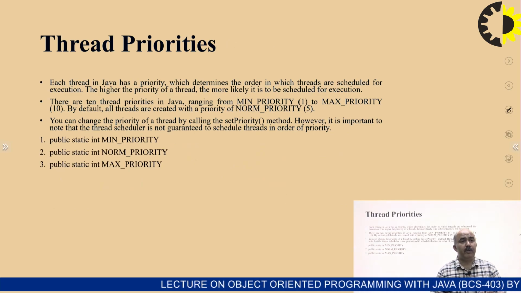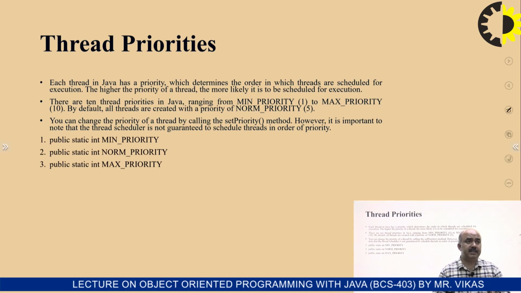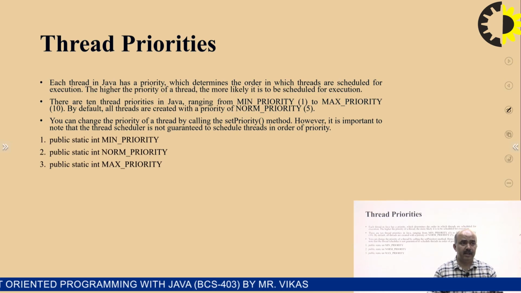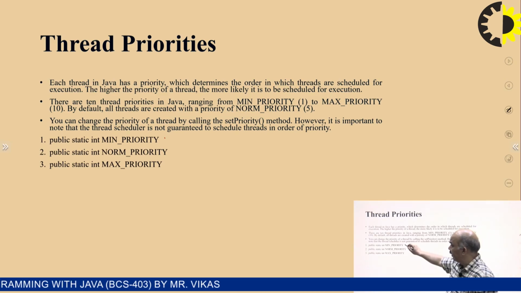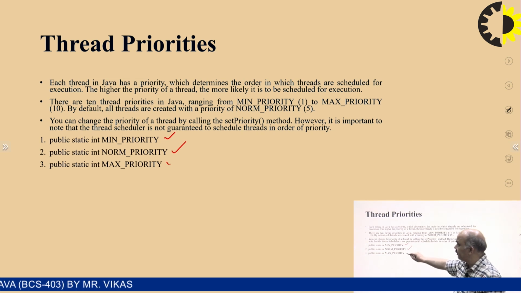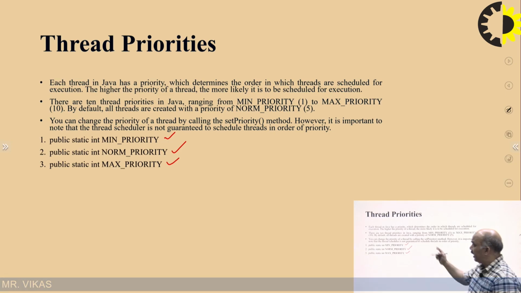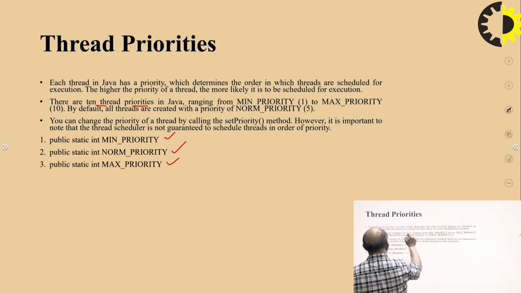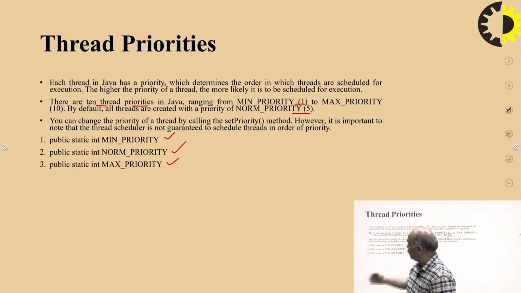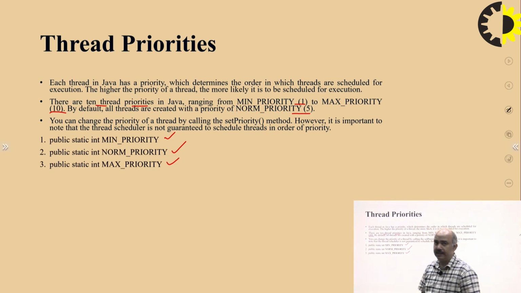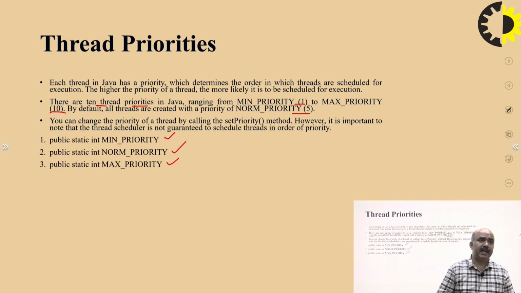Now, an important point while implementing threads in Java is what kind of priorities you provide to those threads. There are three types of priority: minimum priority, normal priority, and maximum priority. Thread priorities range from 1 to 10 in Java. Minimum priority is 1, the least priority. Normal priority is 5, and maximum priority is 10. You can change the priority of a thread by calling the setPriority method.